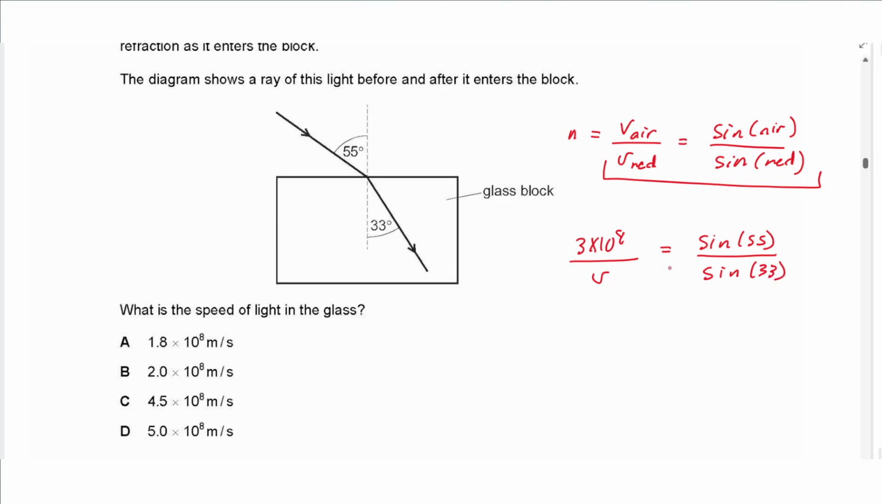So we do cross multiplication. We multiply 3 times 10 to the power of 8 by sine 33, then divide by sine 55. That gives an answer of 199,464,000 approximately. So the answer is approximately 2 times 10 to the power of 8. So the answer is B.